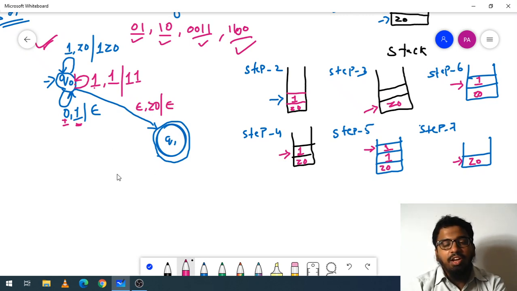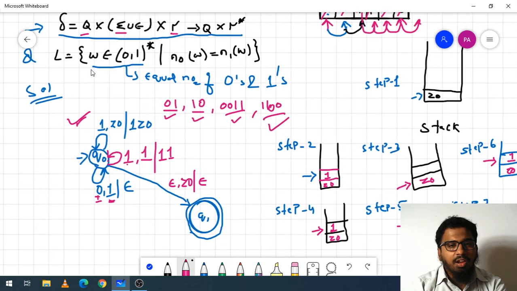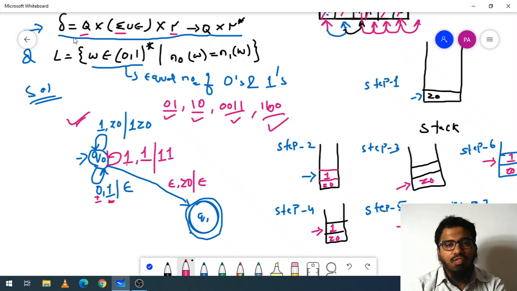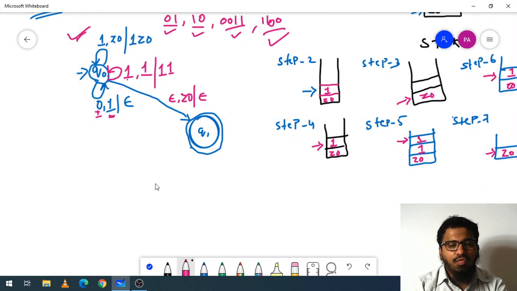So here we designed the pushdown automata. Now we need to write the delta function. How can we write the delta function? That is delta of Q0, comma 1. What is 1? It is from sigma. And what is Z0? That is from tau.